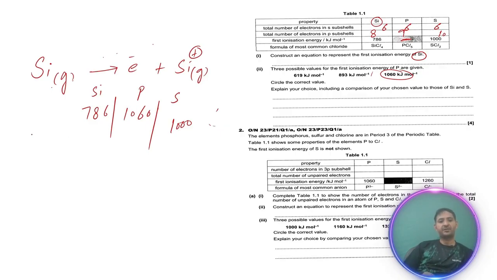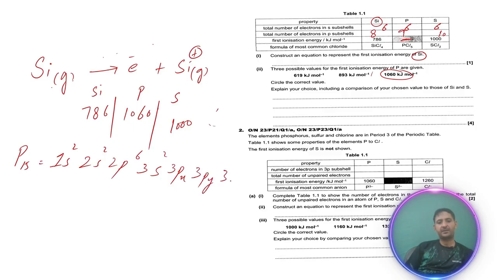If you check the configuration of phosphorus, it is atomic number 15: 1s2, 2s2, 2p6, 3s2. Then 6 plus 2, 8, 10, 12, and 3p has 3px, 3py, and 3pz. One electron here, one electron here, and one electron here.